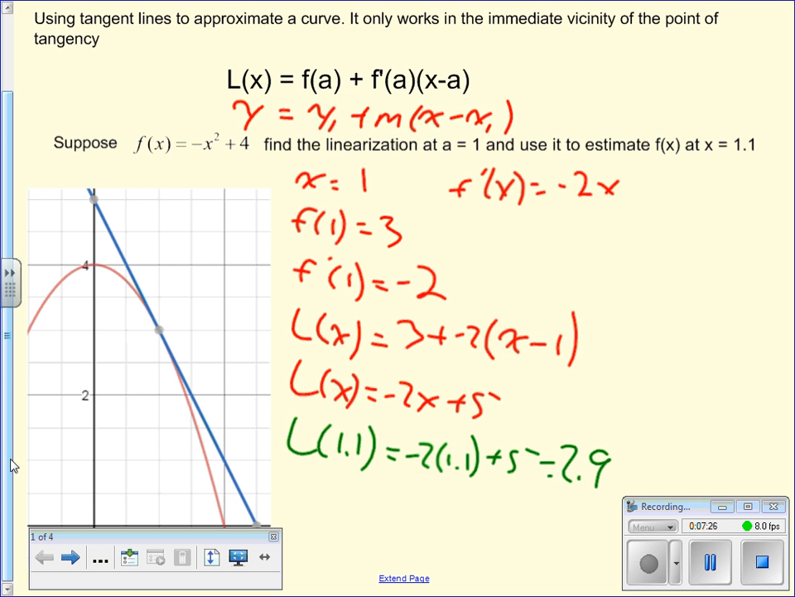Okay, and that's the idea behind it. Take something hard to work with, come up with something easier to work with instead, that'll work nearby where we're at. That's all that is. That's the whole point of that whole thing. Okay?